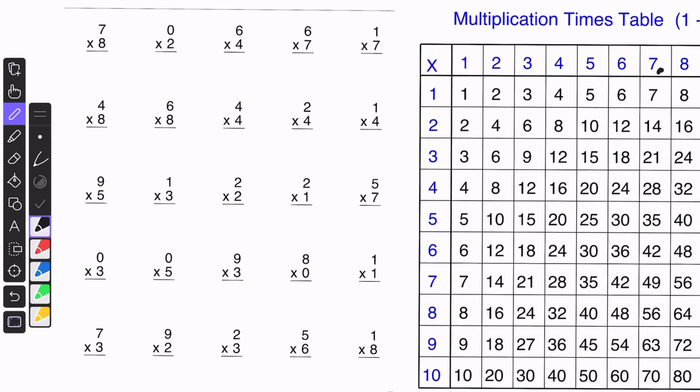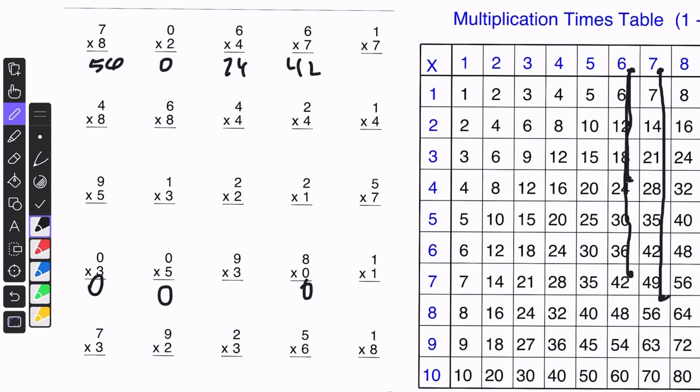7 times 8, we're going to go to 7. Stop when we're at 8. Right there. 56. Anything times 0 is 0. Let me find any of the other zeros because you can just mark them off. 6 times 4, we have 6. We're going to stop when it hits the 4. 24. 6, stop when it gets to 7. That's 42. 1, stop when it gets to 7. 7. Anything times 1 is just going to be the number itself, so let's take care of those two.